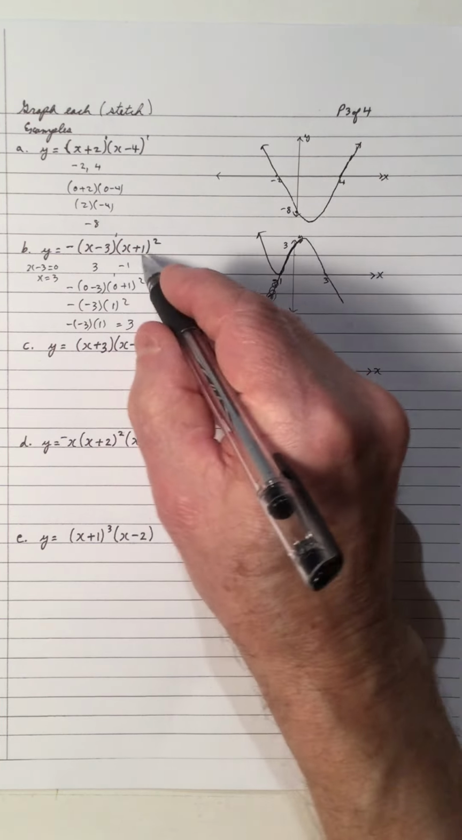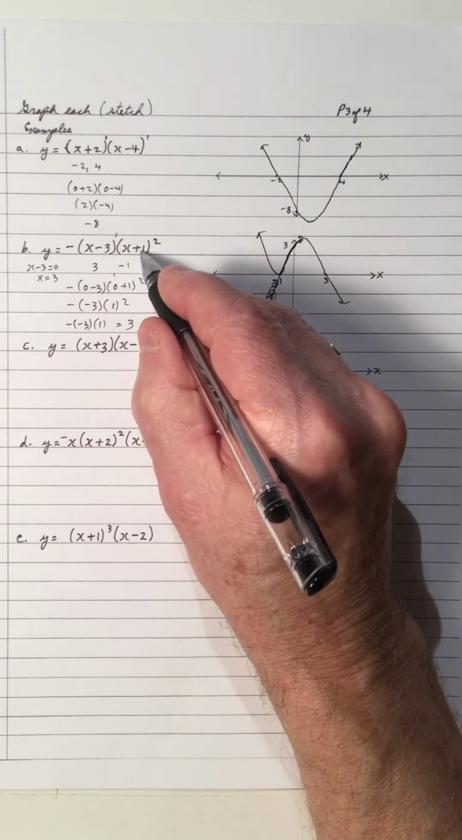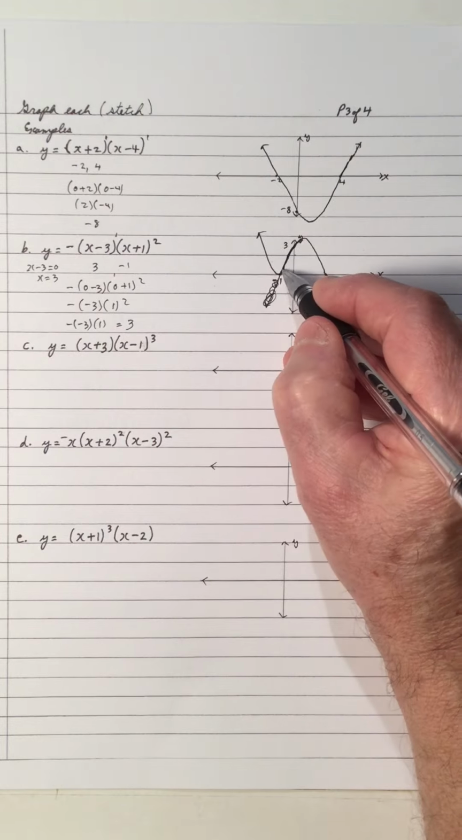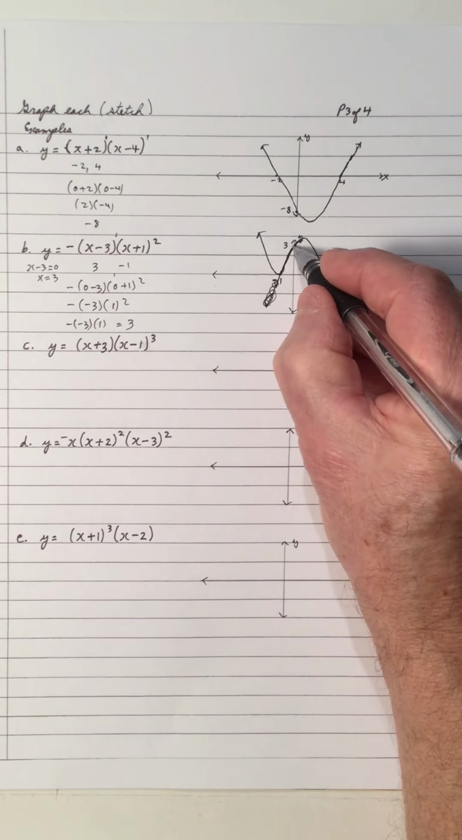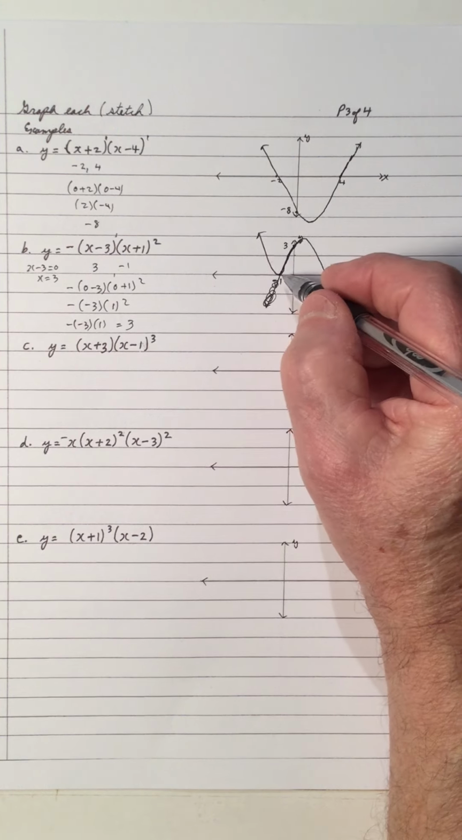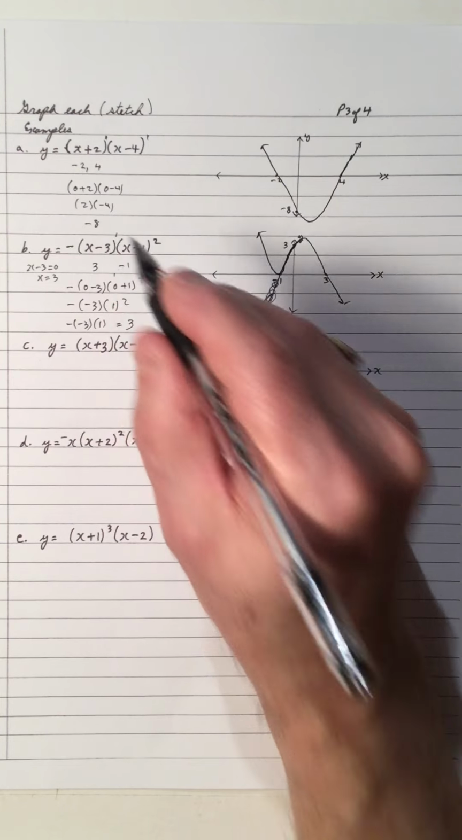So watch out for that. This is a linear here, going on through, perfect. And right here, because it's a square, it's bouncing off, tangent right here at -1. And the y-intercept is 3. Be careful, that's bouncing off. That's a linear going through.